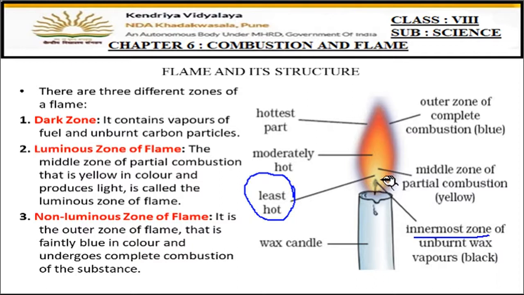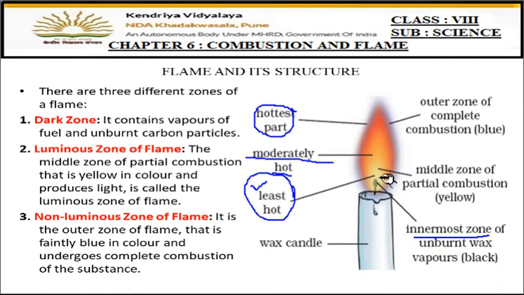So this central part is least hot, very little heat is present because there is no burning here. It is the unburnt area. Then the middle zone, this yellow color, is moderately hot, meaning medium hotness, and the outermost zone is the hottest part. Remember, don't get confused. Don't think that the inner one is the hottest part.